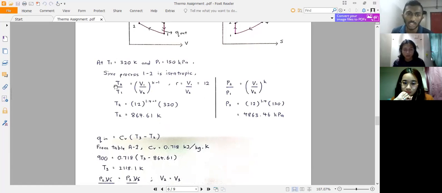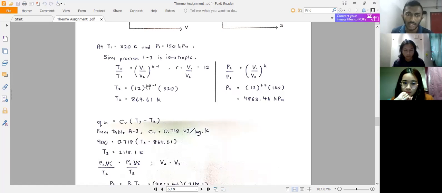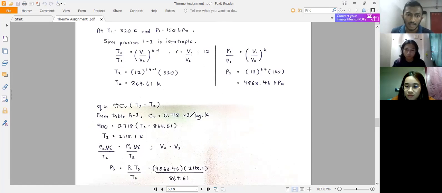So we can use the formula T2 over T1 equals V1 over V2 to the power of K minus 1. We just substitute the values of K and T1, so we get T2 equals 864.61 Kelvin. Same goes for the pressure. We will use the formula P2 over P1 equals V1 over V2 to the power of K. We substitute the value for P1, and V1 over V2 will be equal to the compression ratio value. So we get the value of P2 as 4863.46 kilopascal.